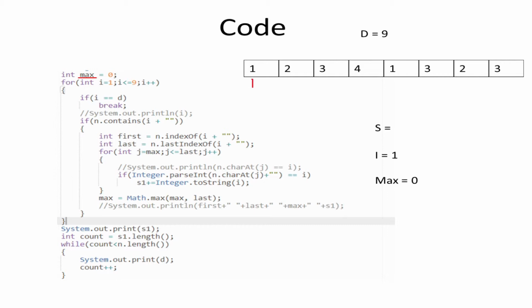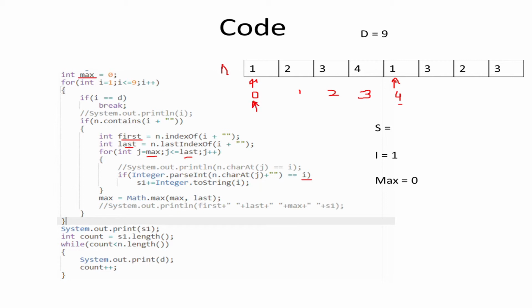Now we check whether n contains 1. Yes, it contains 1. So we'll find the first occurrence of 1 and the last occurrence of 1. The first occurrence of 1 is at 0 and the last occurrence of 1 is at 4. So we'll be traversing from max, which is 0, until last. We traverse from 0 to 4, and if we find the value i in n, we append it here. So the value of j will be 0.